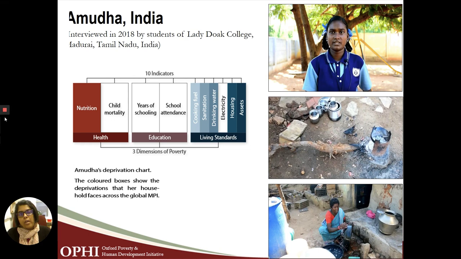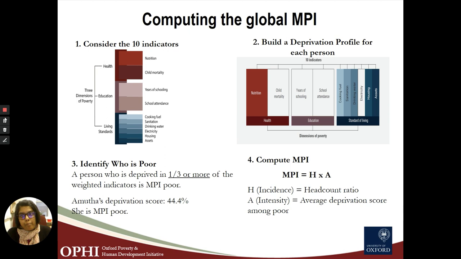In slide 5, we broadly summarize the steps in computing the global MPI. We first identified the 10 indicators that relate to the global MPI. In the second step, we built a deprivation profile for individuals. We drew information from Amuda and her family as an example. We know that Amuda and her family are deprived in 6 of the 10 indicators. They are deprived in nutrition, which has 1/6 of the indicator weight. They are also deprived in 5 of the 6 indicators that are part of the living standard dimension, where each receives 1/18 of the indicator weight.